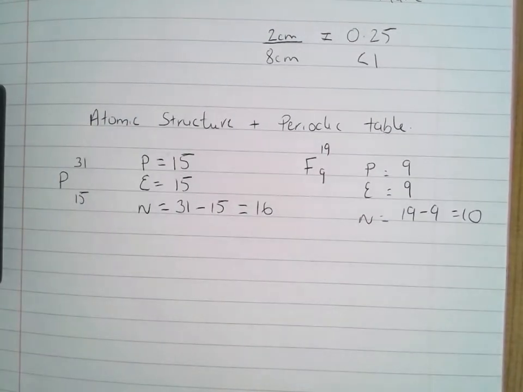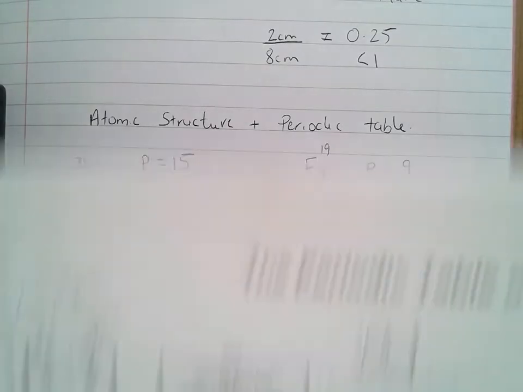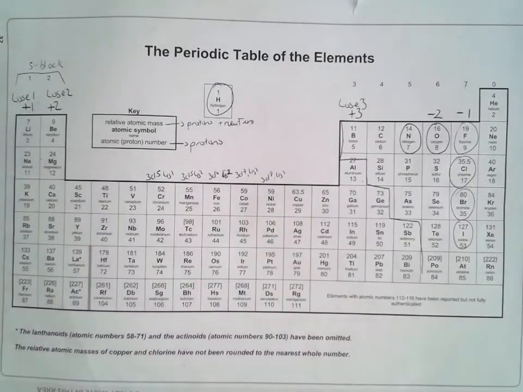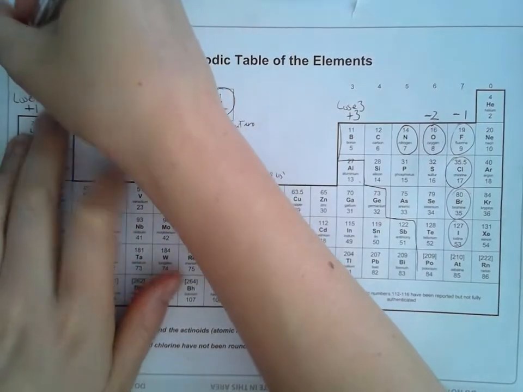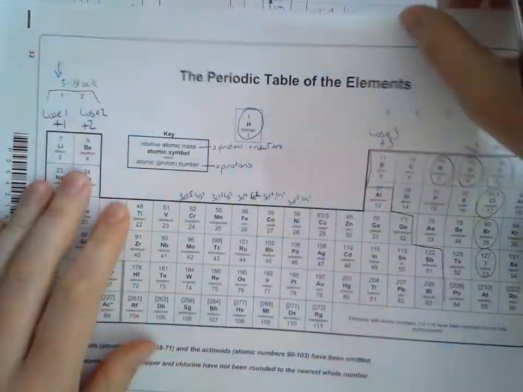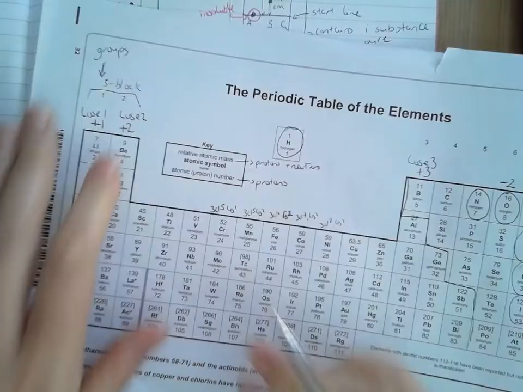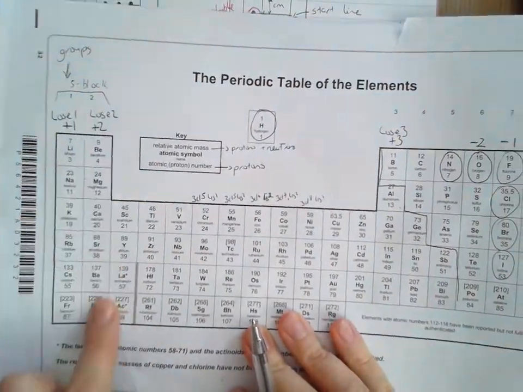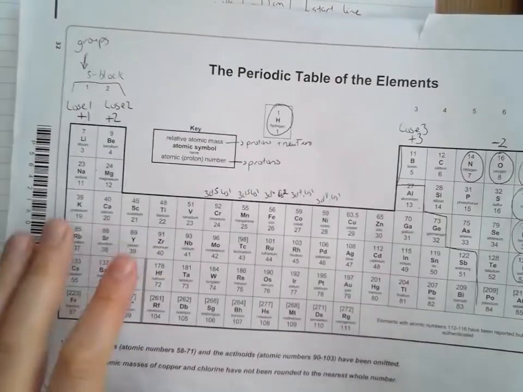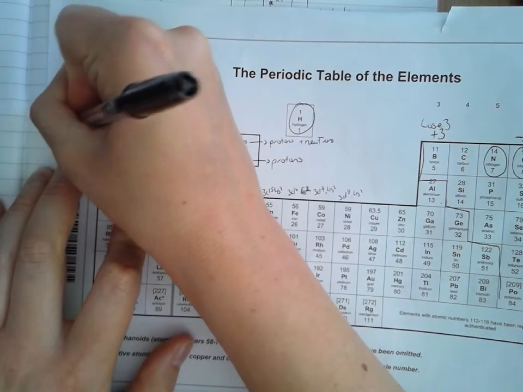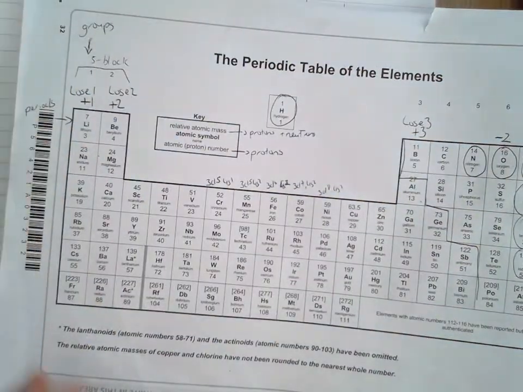In terms of atomic structure, we're just going to look at how atoms are arranged on the periodic table and how that fits in with their atomic structure. If I'm looking at my periodic table, these vertical columns are called groups. So going down, I've got group 1, group 2, group 3. But my horizontal rows going across are called periods. So going across, I've got periods. Going down, I've got groups.